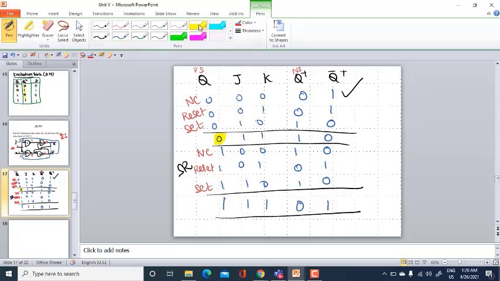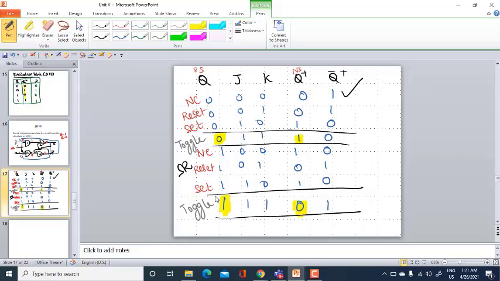Now compare your 1 and 1 combination. When the present state is 0, the next state is 1. When the present state is 1, the next state is 0. Compare your present state and the next state. This state is said to be the toggle state. You have a toggle between states. Toggling means 0 becomes 1, and 1 becomes 0. This is said to be the toggle state.